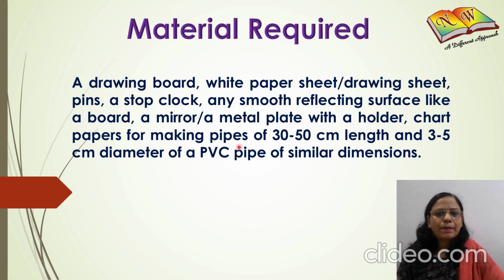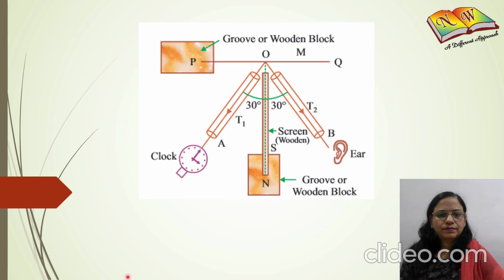Chart papers for making pipes of 30 to 50 centimeters length and 3 to 5 centimeters diameter, or a PVC pipe of similar dimensions. So you can either use chart papers for making pipes or you can use PVC pipes having similar dimensions. We'll be setting up the apparatus as shown in this figure. This is the reflecting surface. You can use any metal block or any wall also can help for this purpose.